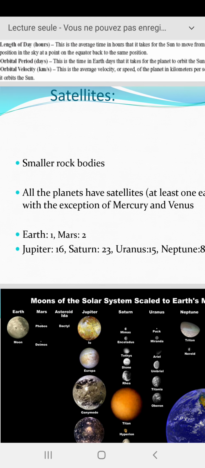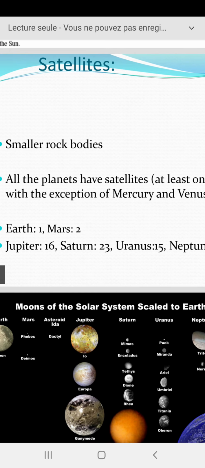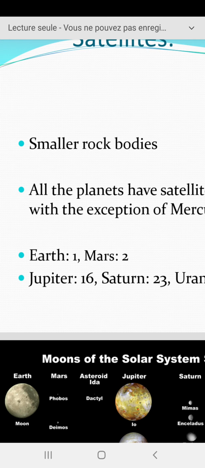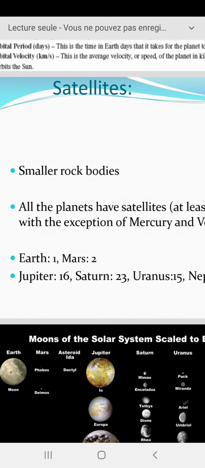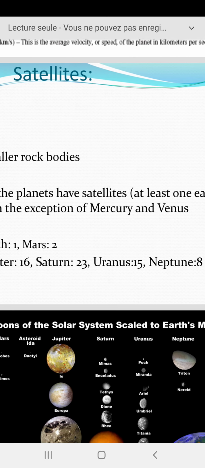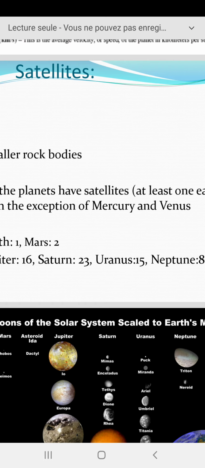Now let's speak about satellites. What do we mean by satellites? Satellites are moons. They are smaller rock bodies. They are smaller than planets. All the planets have satellites, at least one each. Like the Earth, it has one.